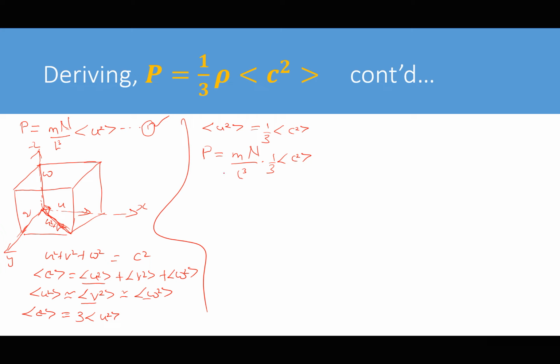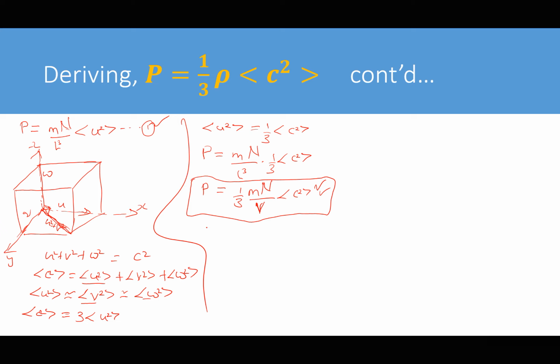So many times you will see this expression written as P being equal to a third m times n divided by, remember, L cubed, that is length, width, height. Since it was a cube, L cubed is volume, so this will be over V, then times the mean square speed in all directions of these molecules. This expression will always be given in the list of formula.